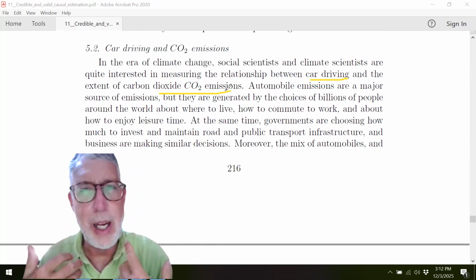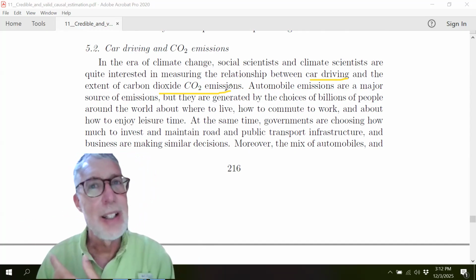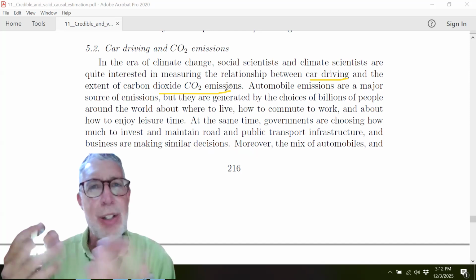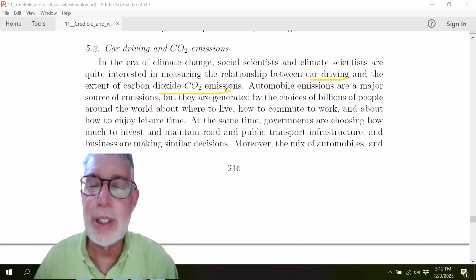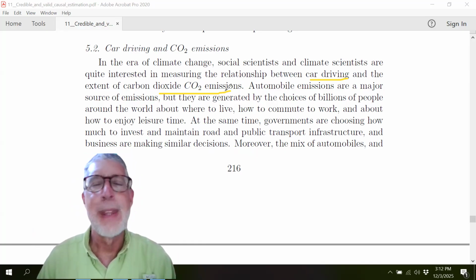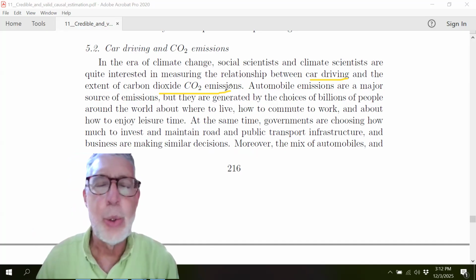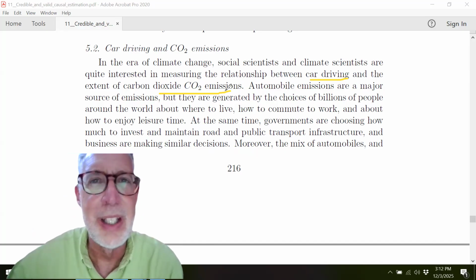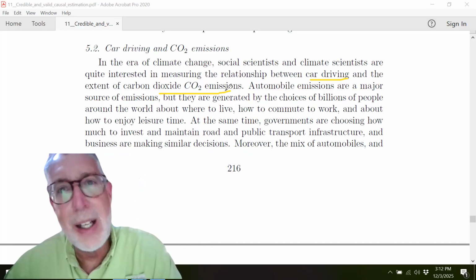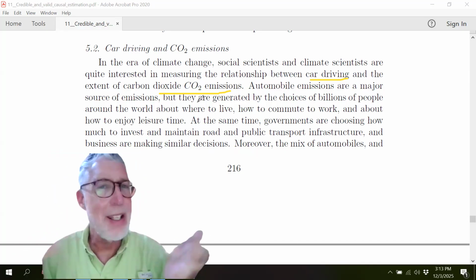People's decisions about how much to drive themselves might be influenced by the levels of CO2 emissions. So if you have a car that emits a lot of CO2, you might be more reluctant to drive it. Your neighbors might look at you and say, why are you driving that old car that doesn't have a catalytic converter and is emitting pollutants into the environment? You feel bad, you drive it less. So there's a reverse causality that's very clear.